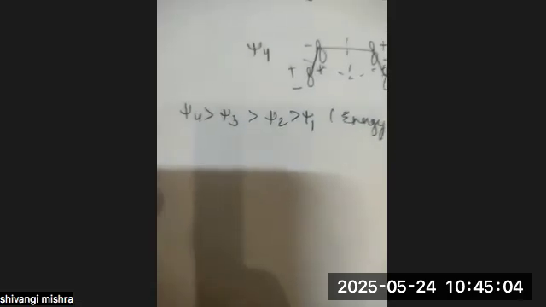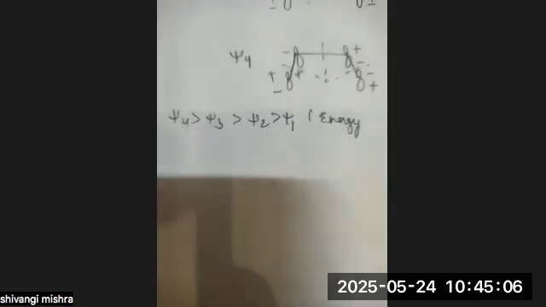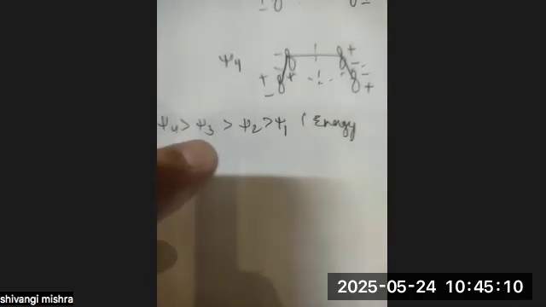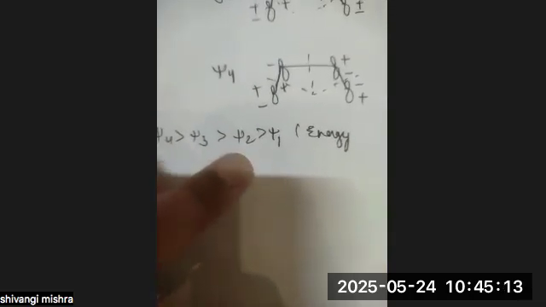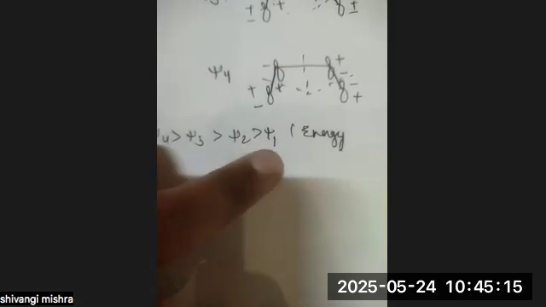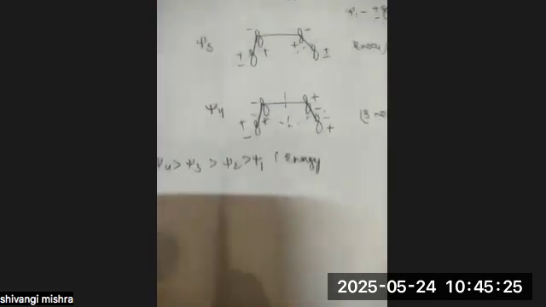So on the basis of energy, we can say that Psi4 is greater than Psi3, Psi3 is greater than Psi2, and Psi2 is greater than Psi1. So this is the energy order. We will see these lobes in the energy order, that is, first Psi1, Psi2, then Psi3, then Psi4.